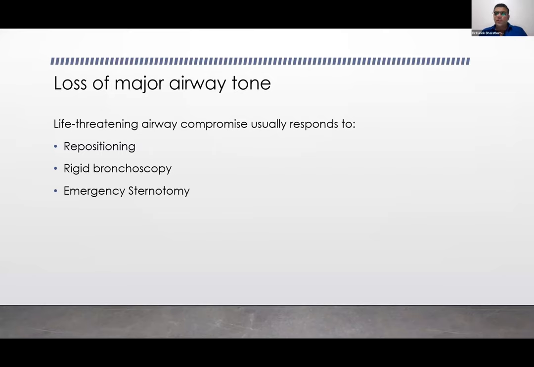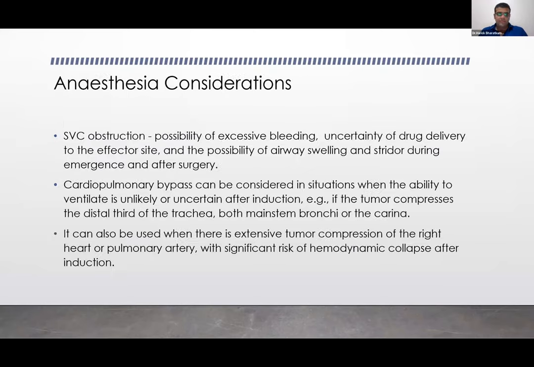So that we try to keep the patient in that position. Second is rigid bronchoscopy. Say even after maneuvering the patient, we are not able to ventilate the patient. The rigid bronchoscopy is the best, which will help lift up the mass and decrease the compression of the trachea. And if this doesn't help, then the surgeons need to step in and do an emergency sternotomy and physically lift the mass off the airway.